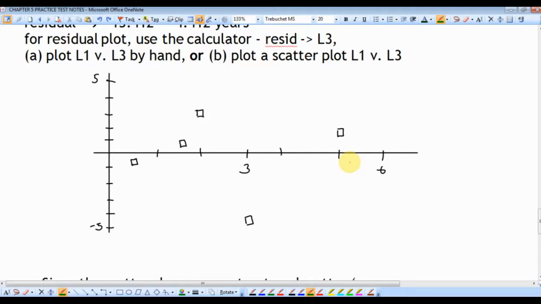And then if you want to get the residual, how would you get it? Second list or second stat, and it's at the very bottom there.